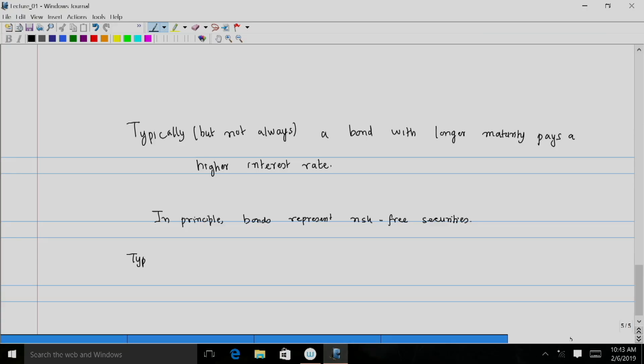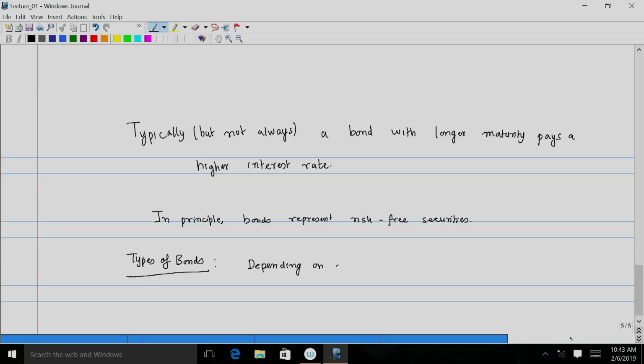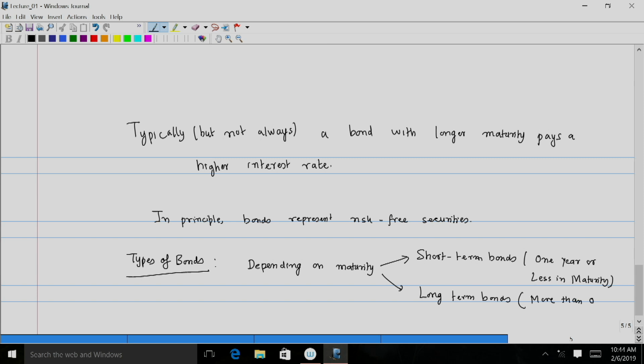So, next we will look at types of bonds. So, we will look at the different classifications of bonds depending on various different criteria or parameters. So, first of all, we will look at the classification of bonds depending on their maturity. So, depending on maturity, that means the period for which you hold the bond, you can classify them as short term bonds which are 1 year or less in maturity, and long term bonds which are more than 1 year in maturity.